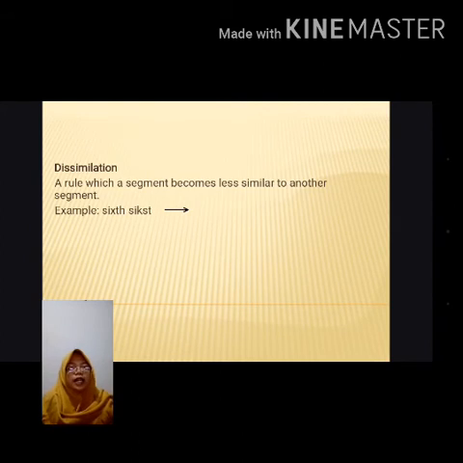Okay, next, the second type of phonological rules. Dissimilation. Dissimilation is a rule in which a segment becomes less similar to another segment. For example, 6 becomes 6.